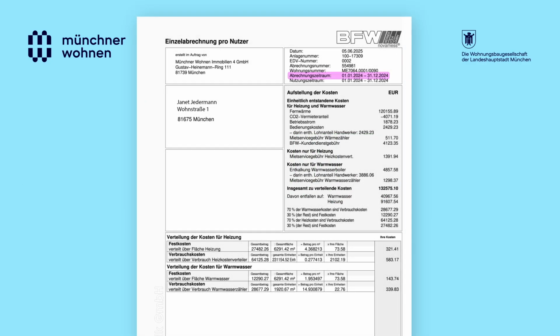By law, the billing period must always cover a 12-month period. The usage period may vary depending on whether you moved in or out during the year. Your costs are always calculated based on your personal usage period.